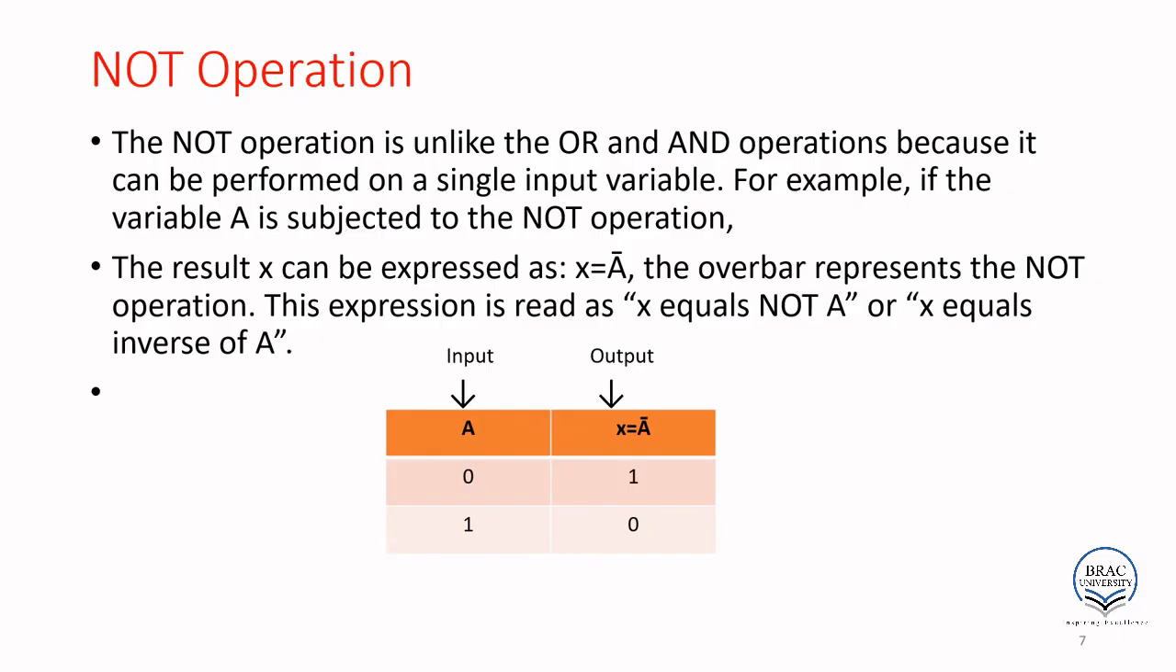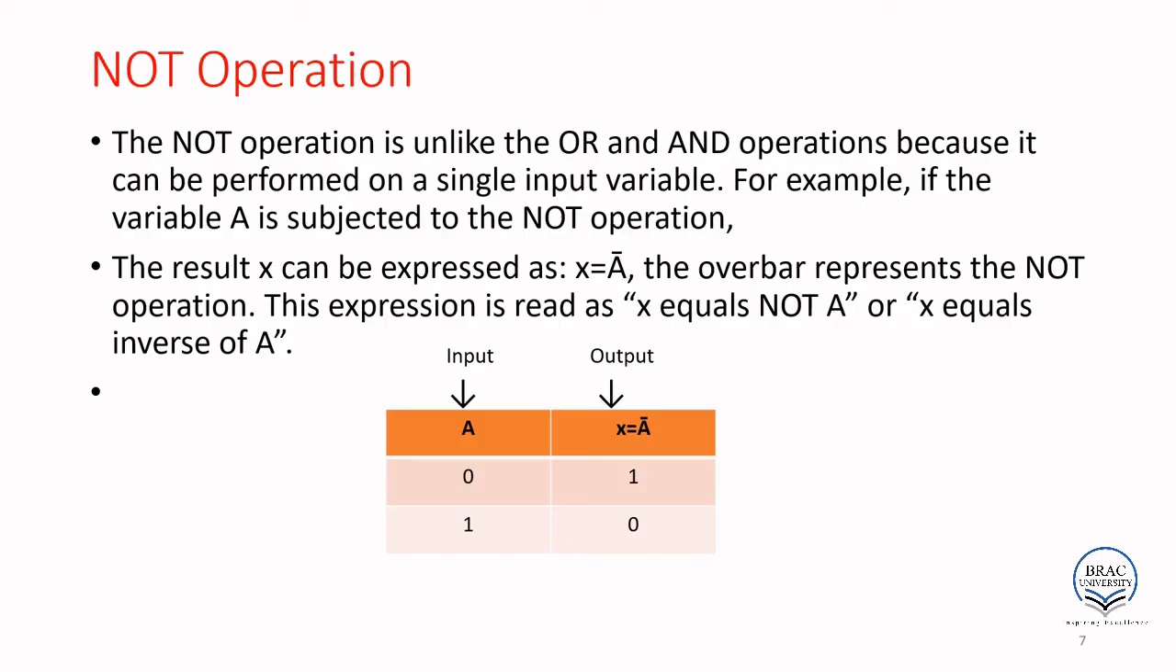Then we come to the NOT operation. The NOT operation is unlike the OR and AND operations because it can be performed on a single input variable. For example, if the variable A is subjected to the NOT operation, the result X can be expressed as X equals A bar. The over bar represents the NOT operation. This expression is read as X equals not A, or X equals inverse of A.